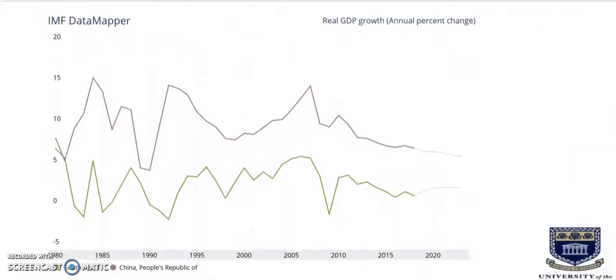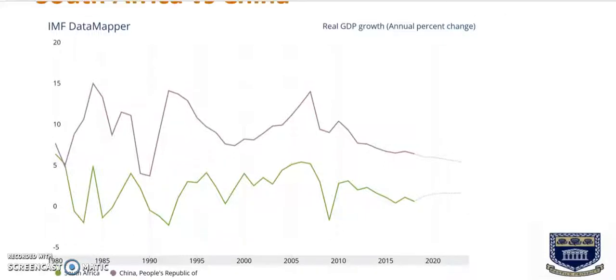This graph shows South Africa's real GDP versus China's real GDP. South Africa's real GDP is represented by the green line, whereas China's real GDP is represented by the purple line. China is the world's second biggest economy, which is around 29 times South Africa's economy. This is evidenced by the distance between the lines.